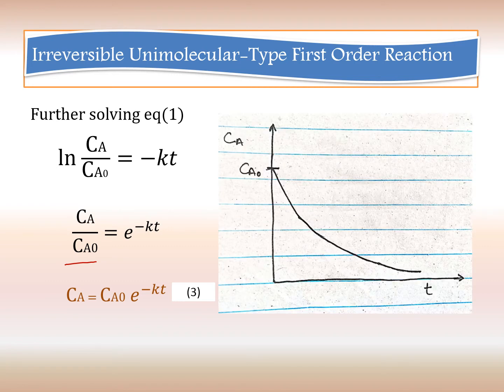So we are considering the time t on the x-axis and C_A on the y-axis. We see that at the initial time, when t is equal to 0 and the reaction has not started, the concentration of reactant is maximum, which is C_A0. And when the reaction proceeds forward gradually, the concentration of reactant will be decreasing with respect to time.